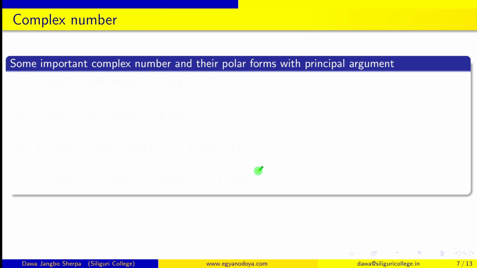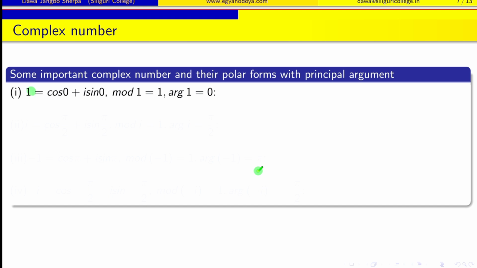Next are some important complex numbers and their polar forms with principal argument. Number 1 is 1. 1 is also a complex number. I can write 1 is equal to 1 plus 0i. So the polar form of 1 is cos 0 plus i sin 0. Here the modulus of 1 is 1 and the argument is 0. Next is i. The polar form of i is cos pi by 2 plus i sin pi by 2. You know that cos pi by 2 is 0 and sin pi by 2 is 1, so you get i. Here the modulus is again 1 and the argument is pi by 2.